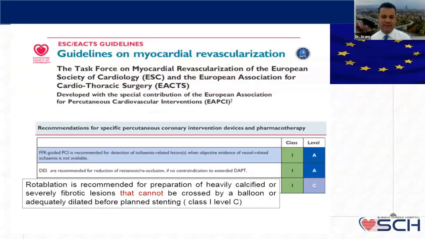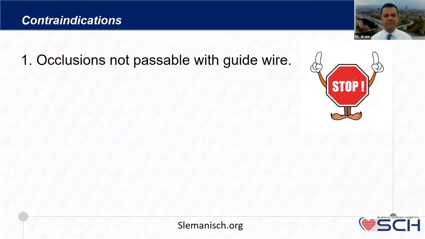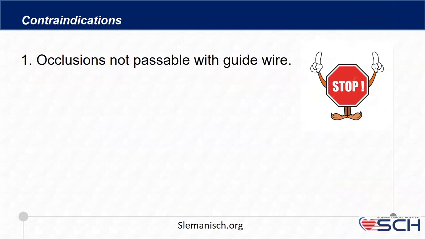This is the European guideline. In the European guideline, it is class 1C. It's a class 1 indication with level of evidence C. It should be used in those patients with heavily calcified or severely fibrotic lesions that cannot be crossed by a balloon or adequately dilated. So the guideline mentions that it is a class 1 indication only for calcified lesions.